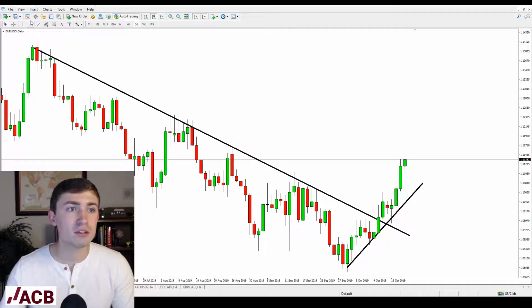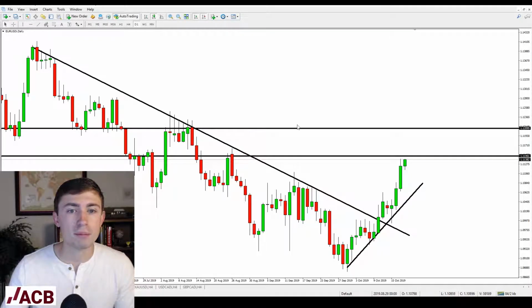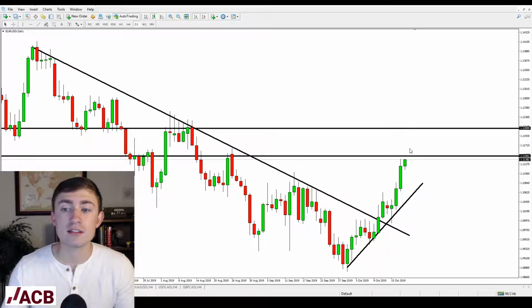Now, there are some levels to consider for potential shorts if you are interested in shorting. There might be a zone here that you could find some sort of resistance in going forward as price does start to look a little bit more stretched to the upside.